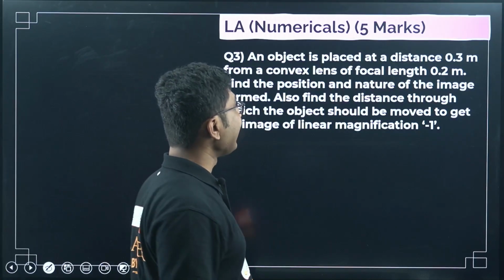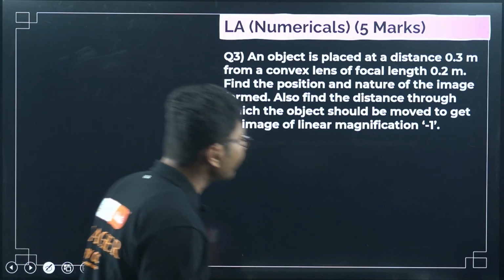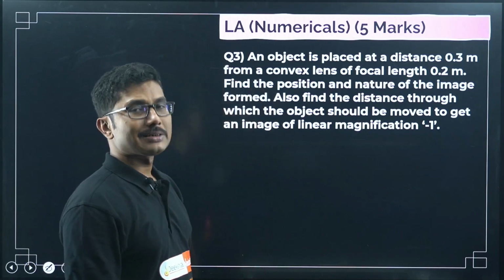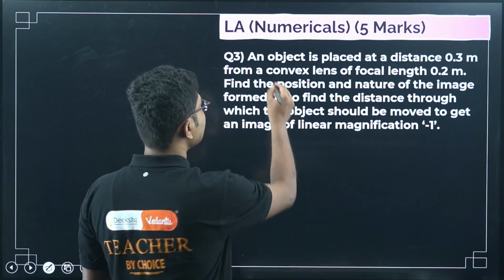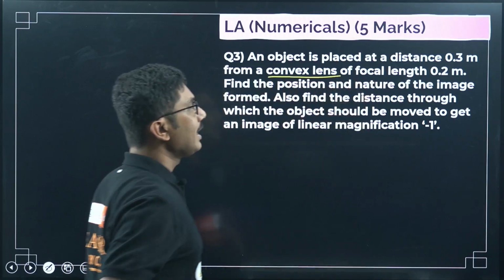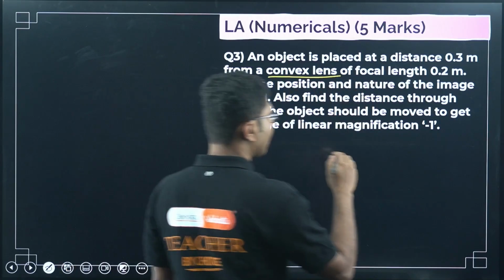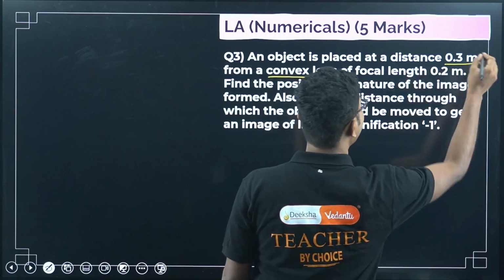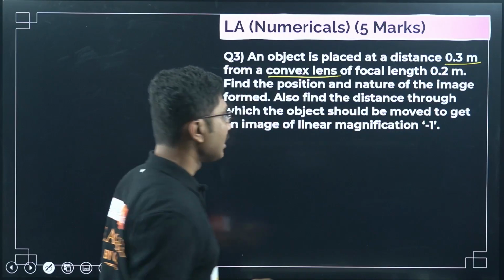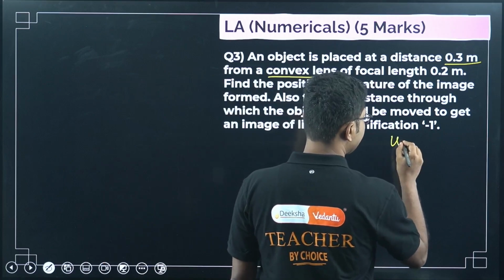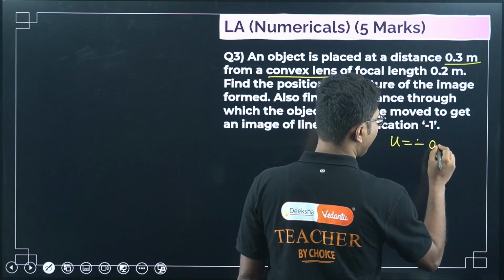An object is placed at a distance of 0.3 meter from a convex lens. Okay, so first of all, this is a lens question. Second of all, let us write down all the variables. 0.3 meter from a convex lens. So here object distance is minus 0.3 meter.